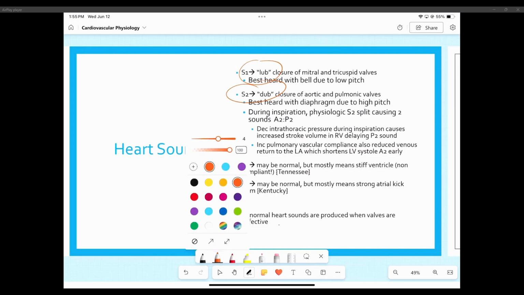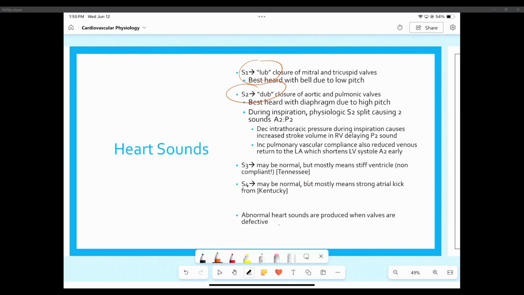These other heart sounds are for the PAs when you start doing your cardiac exam next week. There's a split of S2. Sometimes you'll hear it on inspiration. So when you breathe in, you'll hear that S2 split, and you'll hear it on exams. That's a normal finding, guys, so you'll hear that in everyone.